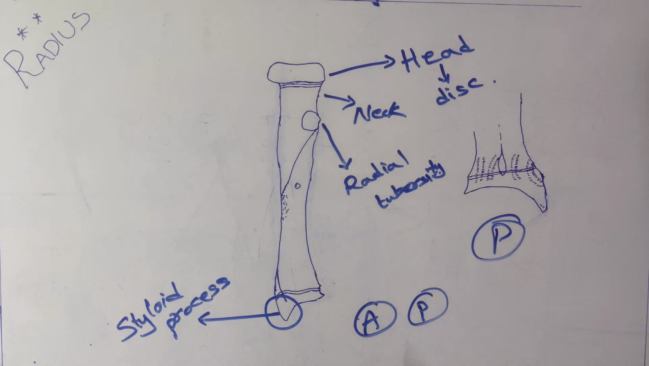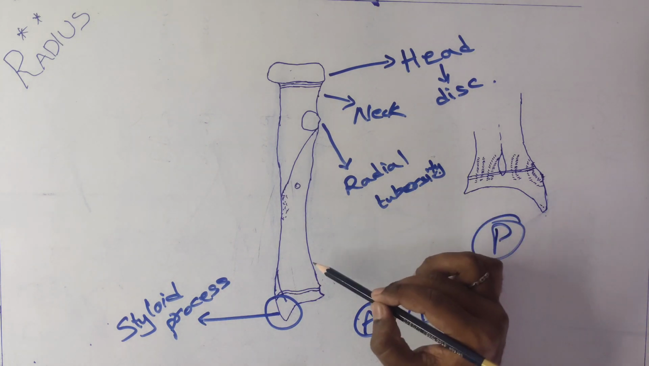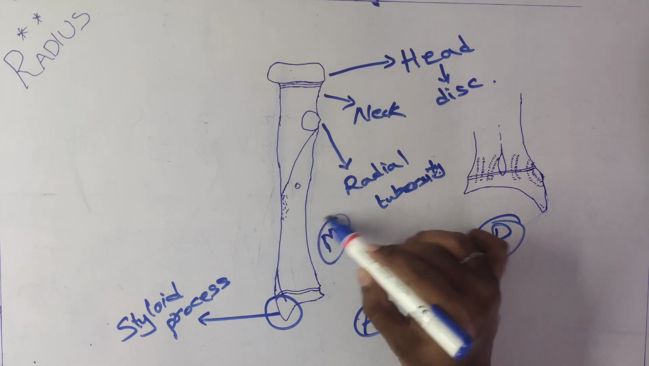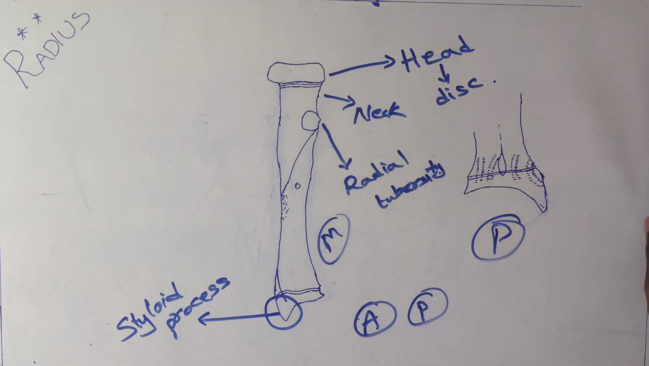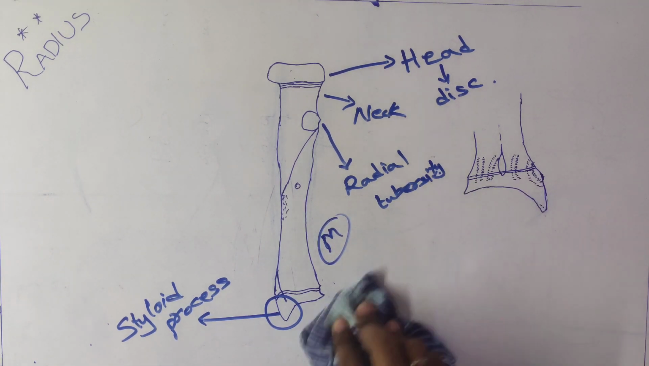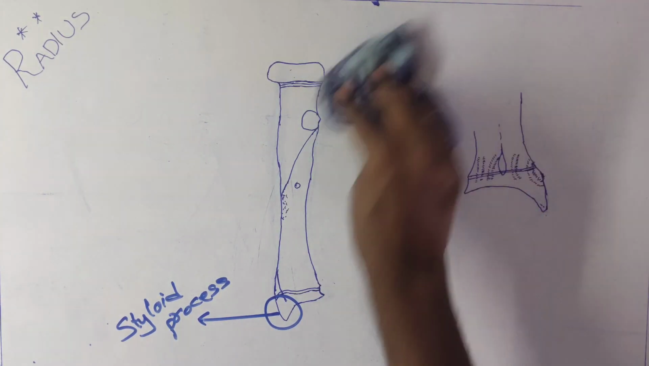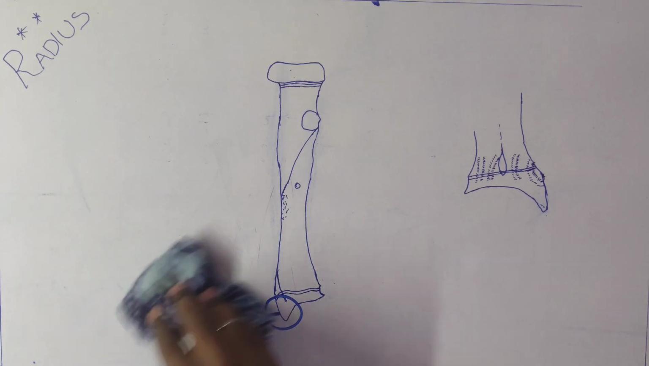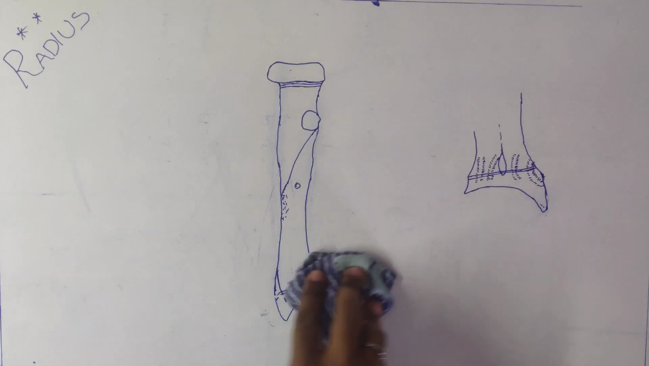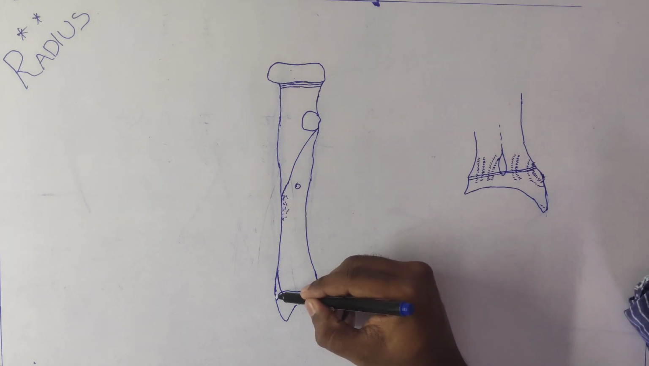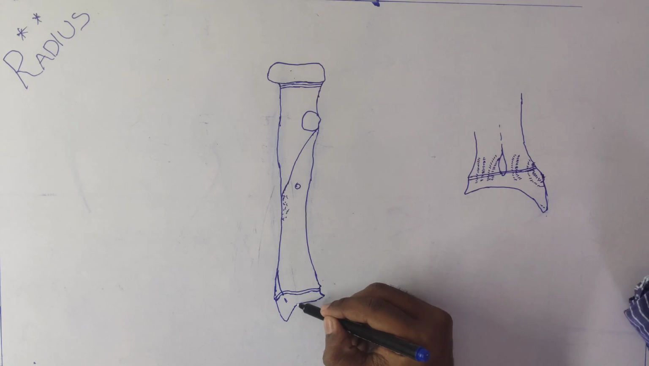And in the shaft there is a medial border. The medial border of the shaft is very sharp. Understood? Here we have completed the anatomical position of the radius bone, one of the important bones in the upper limb.